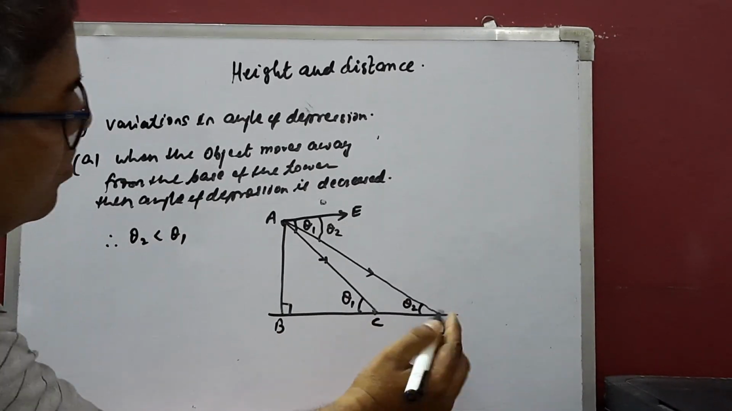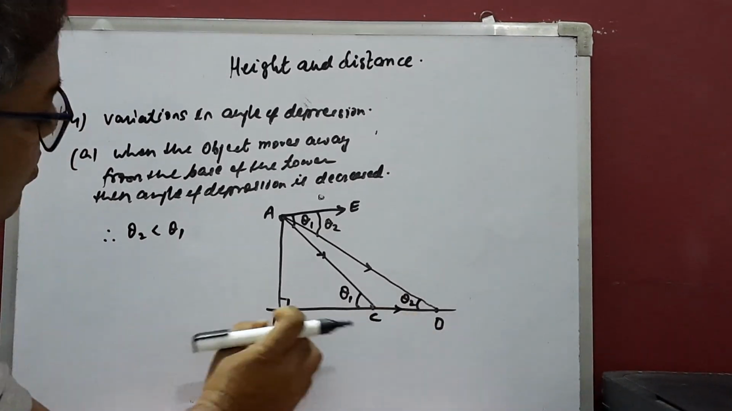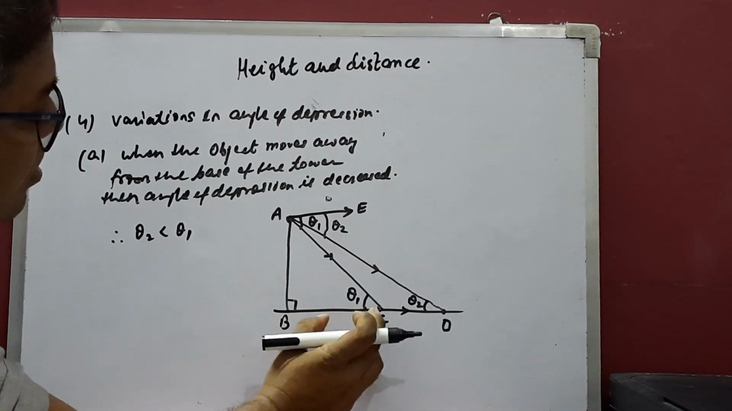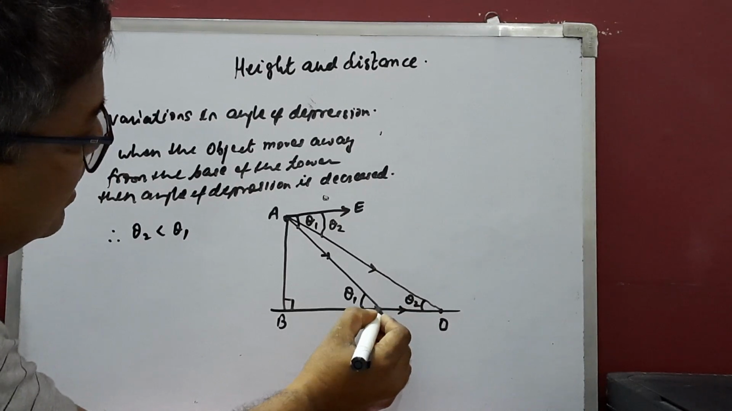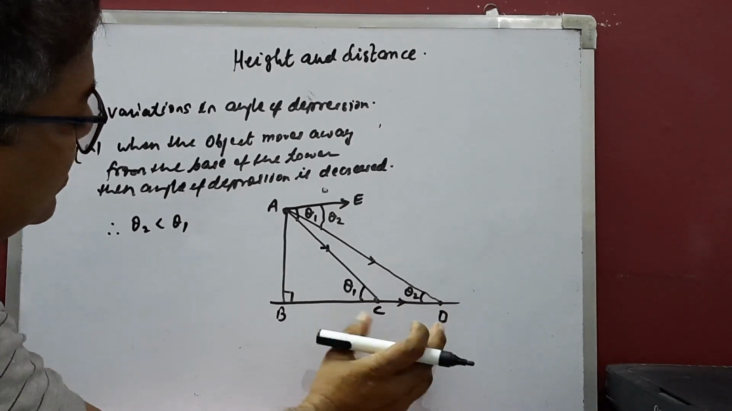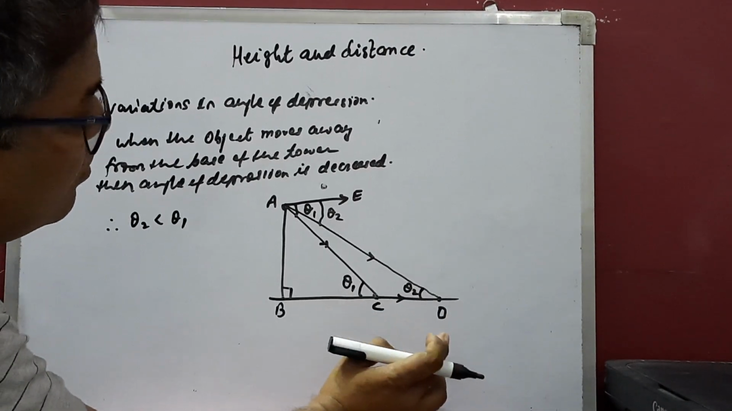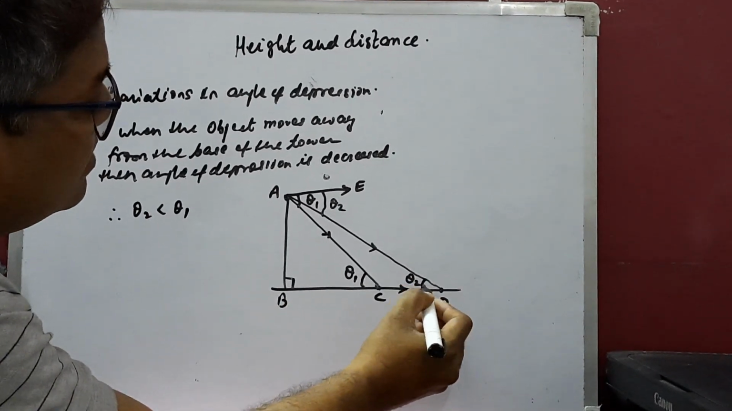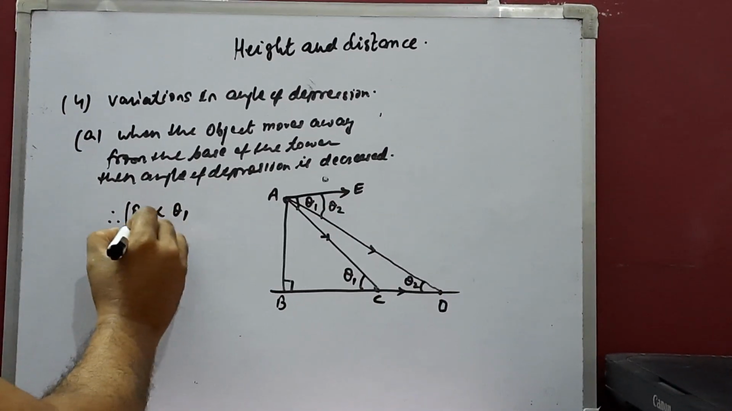So when the object goes away from the base of the tower. This is the base of the tower, and the object is initially here. Now it has come here from C to D. It means the object is going away from the base of the tower, so the angle of depression has been decreased. This is okay.